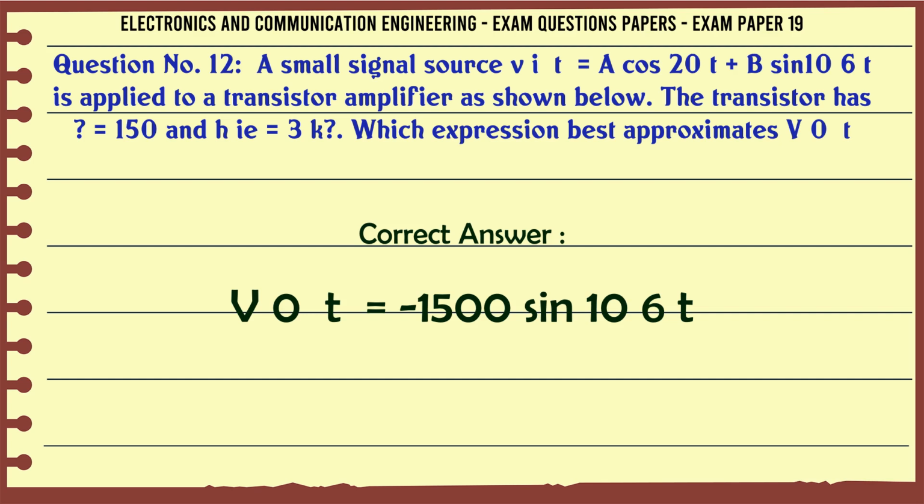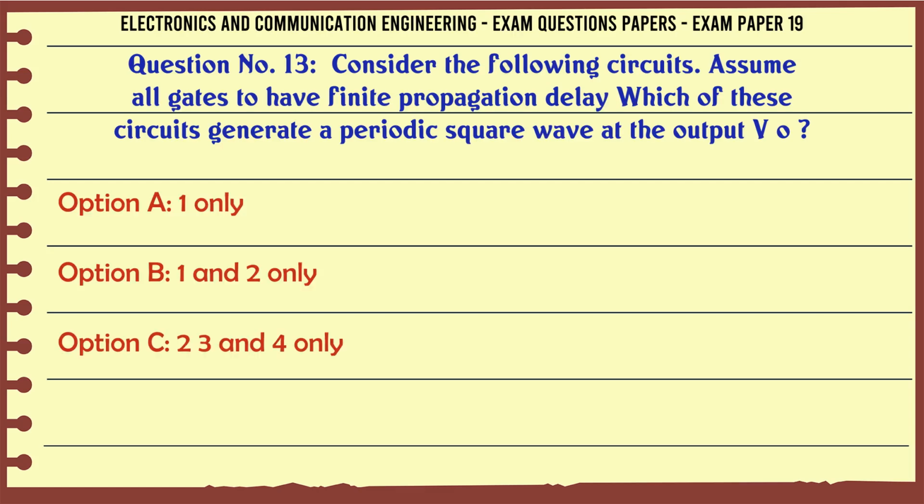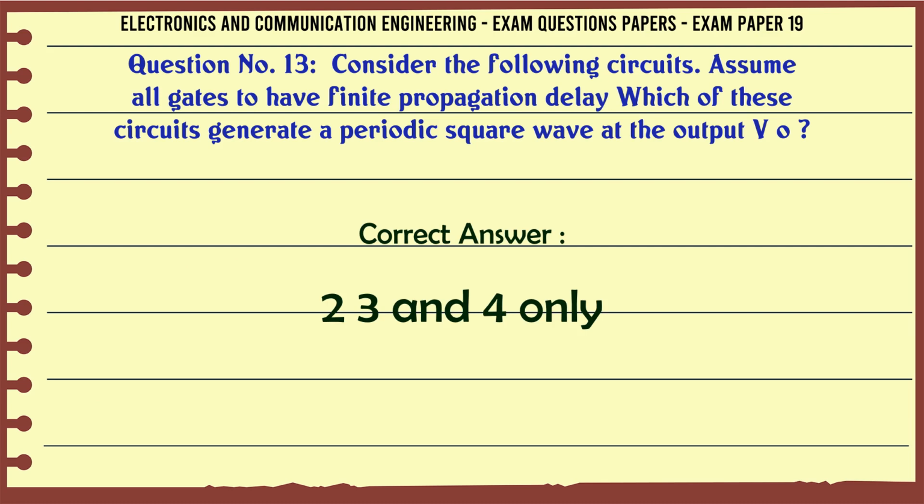Consider the following circuits. Assume all gates to have finite propagation delay. Which of these circuits generate a periodic square wave at the output VO? A. 1 only. B. 1 and 2 only. C. 2, 3 and 4 only. D. All 1, 2, 3, and 4. The correct answer is 2, 3, and 4 only.